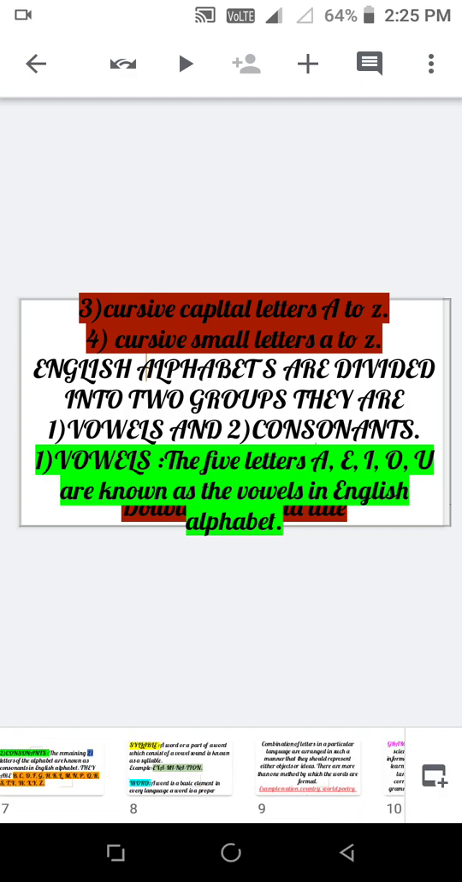Now let us know English alphabets are divided into two groups. They are, can you guess? Yes, they are vowels and consonants. As you know, there are 26 letters. Among those 26, the 5 letters, that is A, E, I, O, U, are known as vowels.